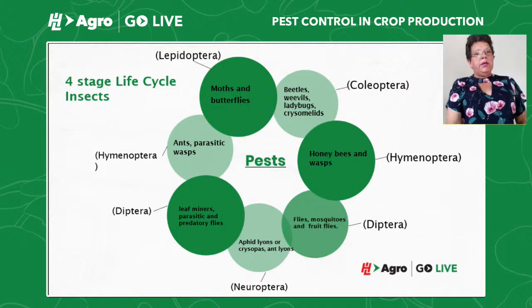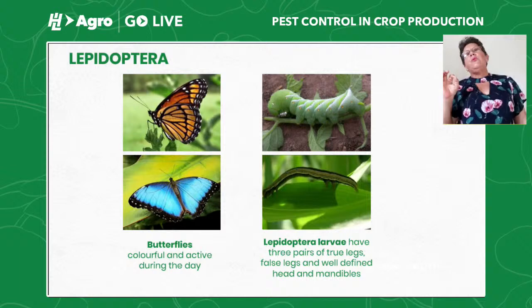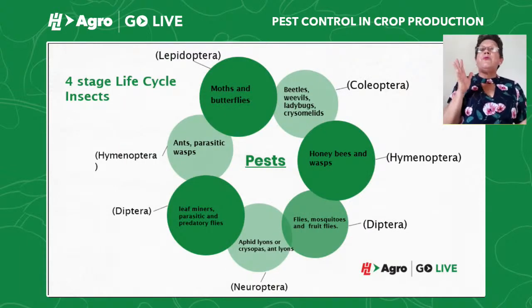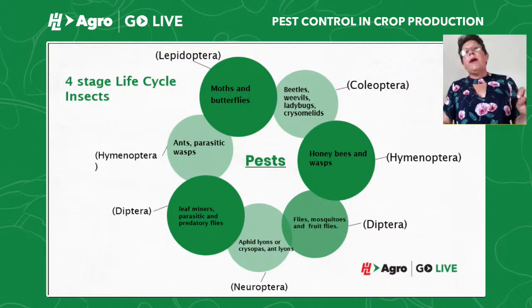We're going to see some characteristics of the groups. And here I want you to pay a lot of attention to the larva, because as a farmer or as a producer, you need to be able to identify the larva you are dealing with.